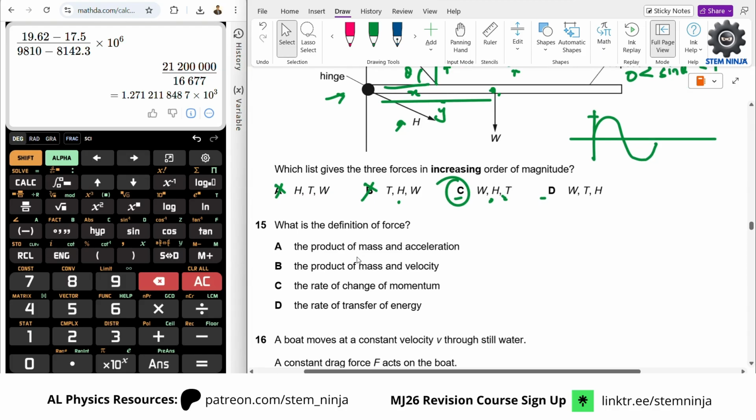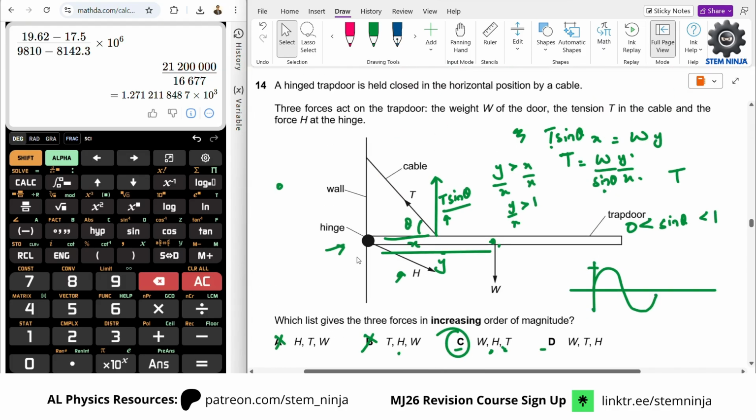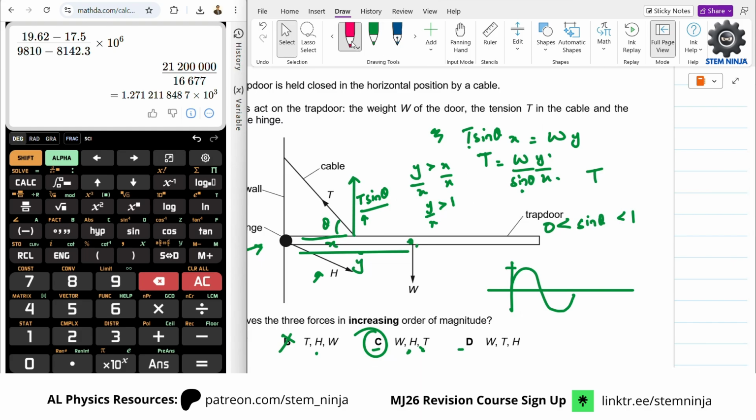Okay, what is the definition of the force? If, for example, you get stuck over here, we can actually figure this one out. We don't actually know what the angle is. Let's call it alpha. So this is T sine theta, and this is weight, although they are not acting at the same point, but for a beam that is horizontal, we can say that. And this is H.